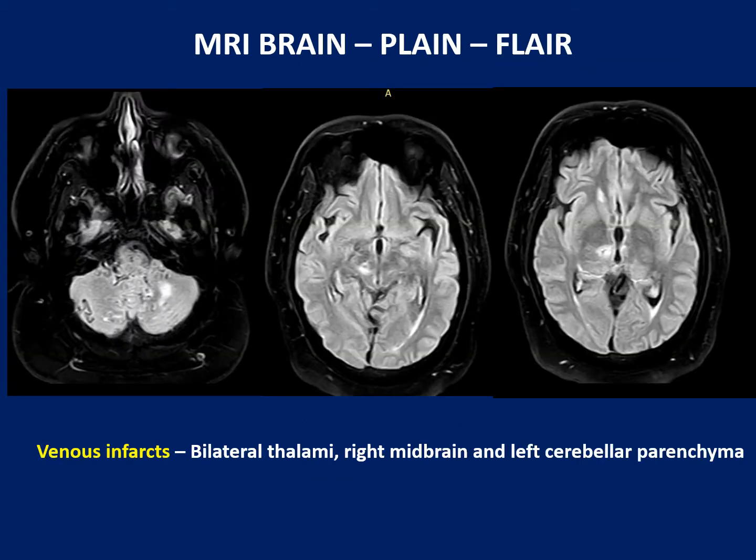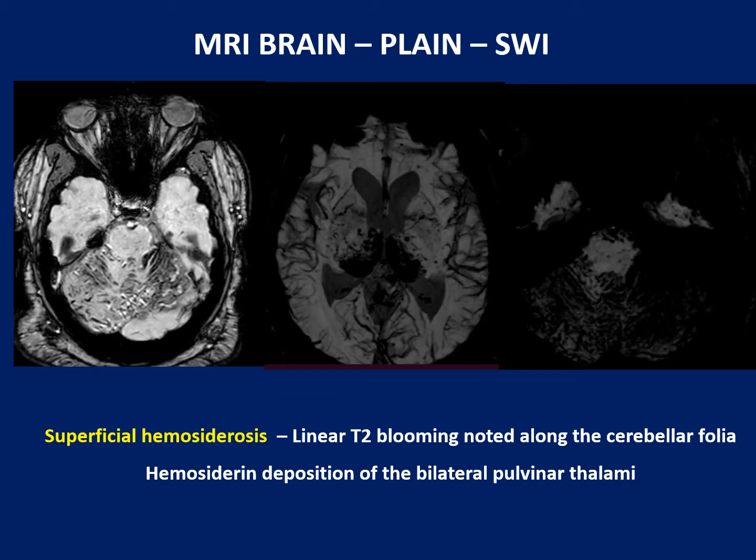FLAIR images show that some of these T2 hyperintensities which we saw were actually infarcts, which are better appreciated in the right thalamus, right midbrain and left deep white matter of the cerebellum. There was also siderosis, hemosiderosis, noted in the SWI or GRE images. Here we are able to see linear black lines along the folia of the cerebellum. There is also dense hemosiderin deposition along the pulvinar of the bilateral thalami.